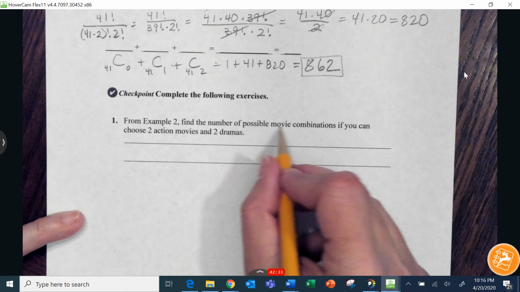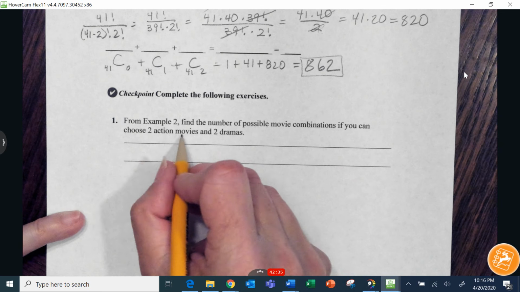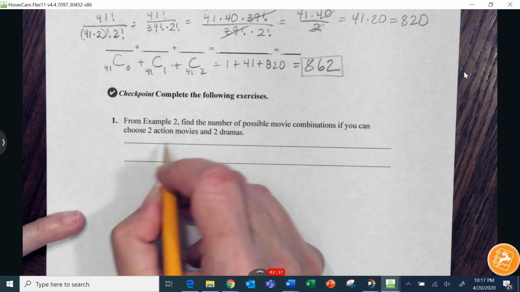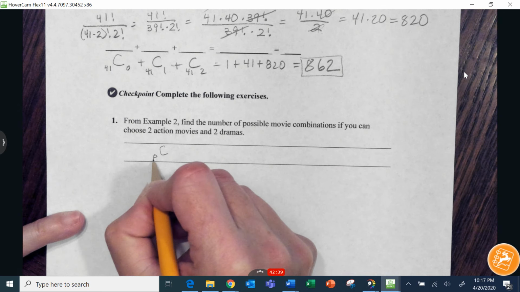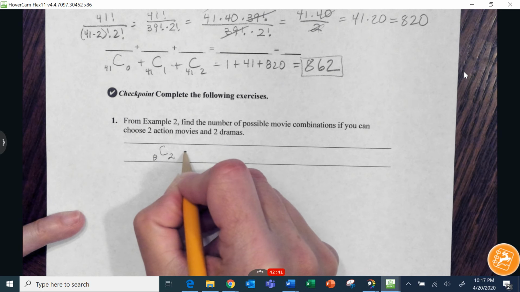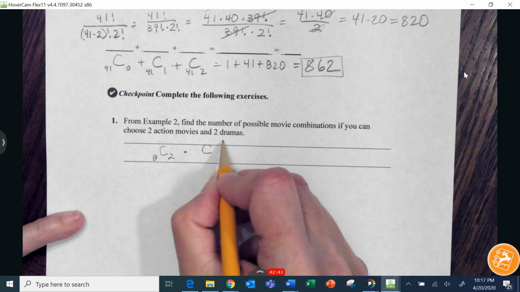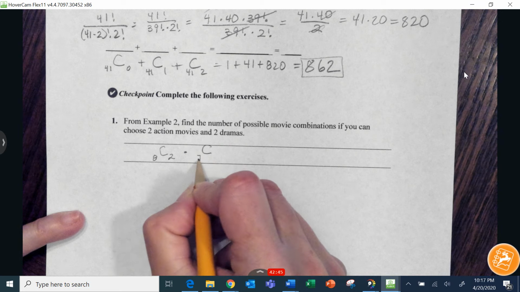So if we're going to choose 2 action movies, there's 8 total action movies. So we're going to have a combination of 8 choose 2. And then we have a combination of, there's 7 dramas, choose 2.